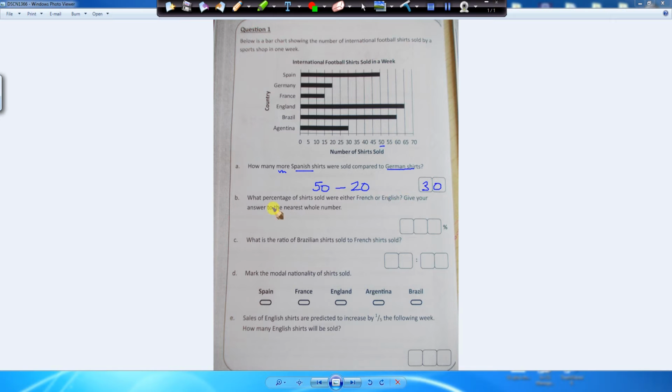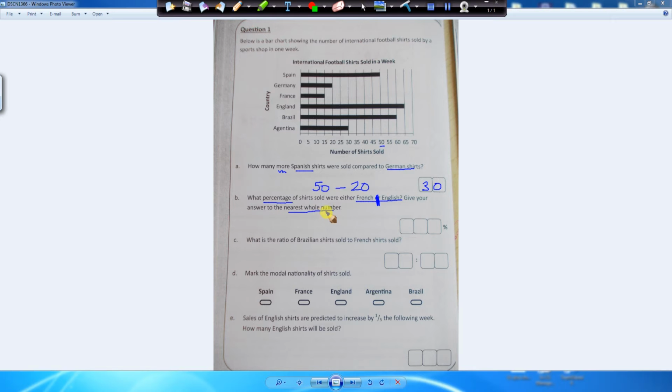So 50 minus 20 will give us an answer of 30. Good. Next, what percentage, now here's a keyword here. What percentage of shirts sold were either French or English? The word or, we can change the word or in mathematics and put in there instead an add. So there's my big add: French add English. Give your answer to the nearest whole number.